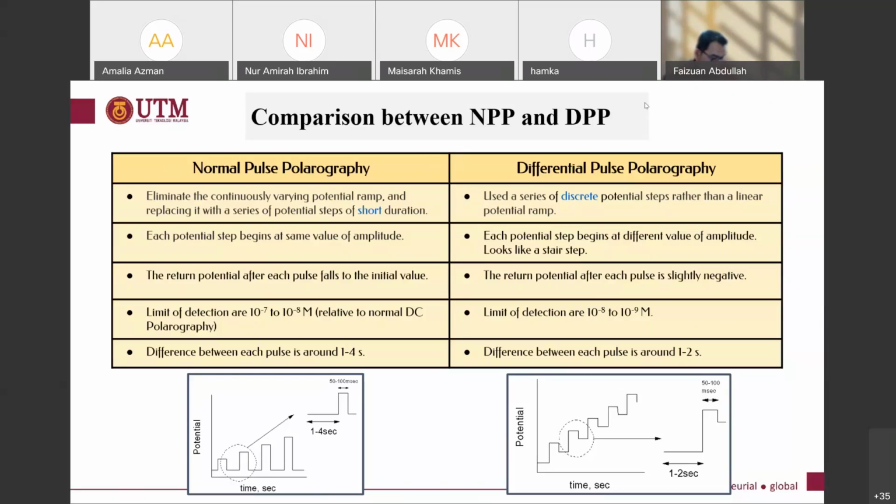The return potential after each pulse falls to the initial value for NPP, and for DPP, the return potential after each pulse is slightly negative. The limit of detection for NPP is around 10 to the power of negative 7 to 10 to the power of negative 8, relative to normal DC polarography. And for DPP, the limit of detection is 10 to the power of negative 8 to 10 to the power of negative 9. The difference between each pulse for NPP is around 1 to 4 seconds, while for DPP, the difference between each pulse is around 1 to 2 seconds.